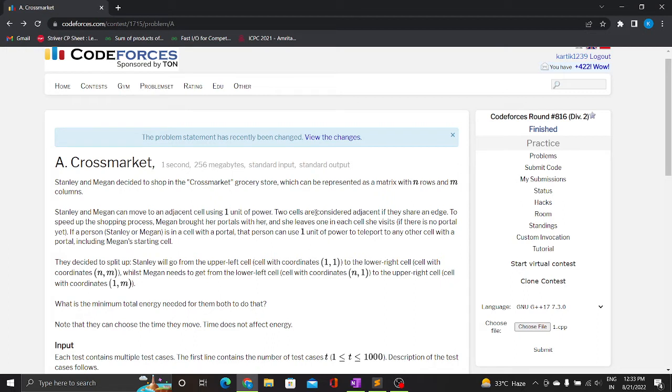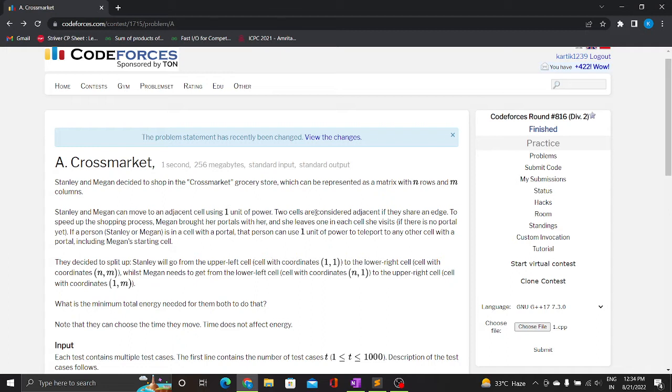If there is no portal yet. If a person, Stanley or Megan, is in a cell with a portal, that person can use 1 unit of power to teleport to any other cell with a portal, including Megan's starting cell. They decided to split up. Stanley will go from the upper left cell with the coordinates 1,1 to the lower right cell with the coordinates n,m. While Megan needs to get from the lower left cell with the coordinates n,1 to the upper right cell with the coordinates 1,m.